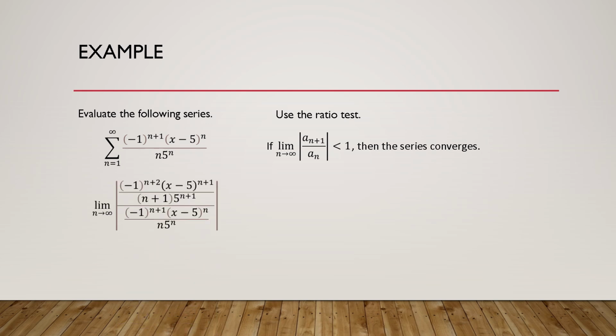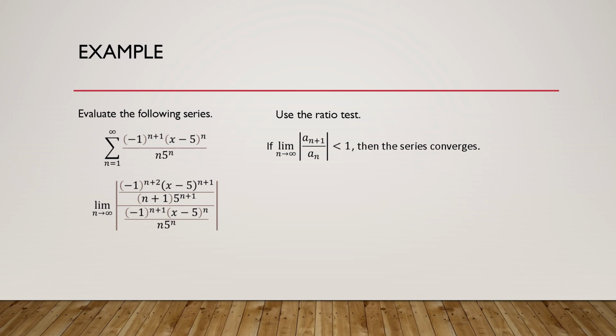Therefore, we take the limit as n approaches infinity of negative 1 to the n plus 2 times the quantity of x minus 5 to the n plus 1 over n plus 1 times 5 to the n plus 1, all over negative 1 to the n plus 1 times the quantity of x minus 5 to the n over n times 5 to the n.